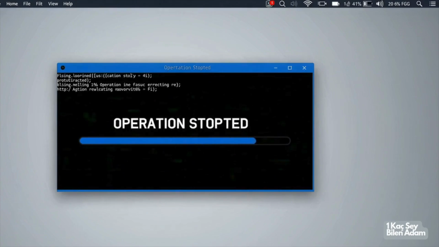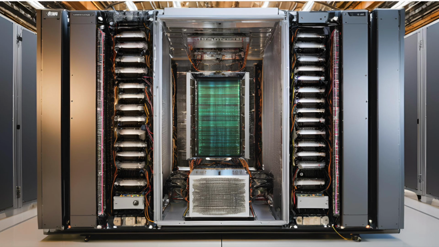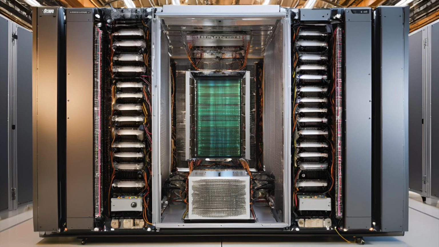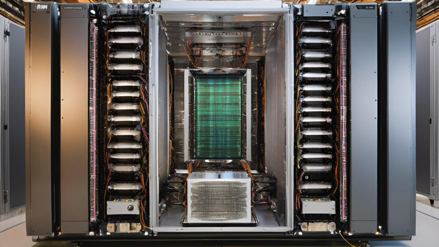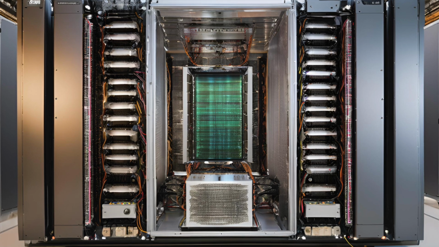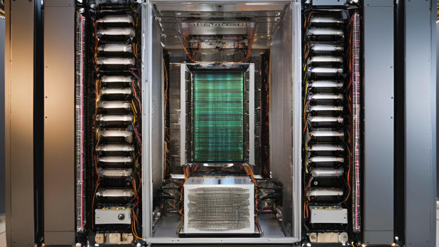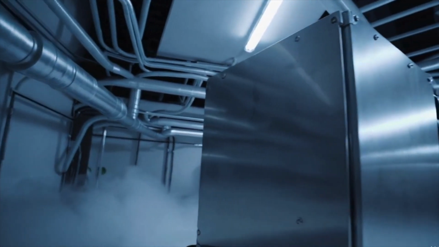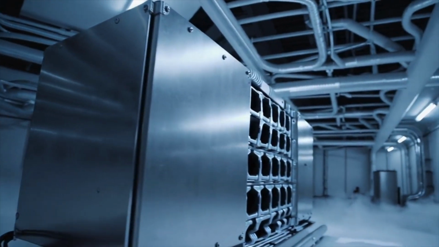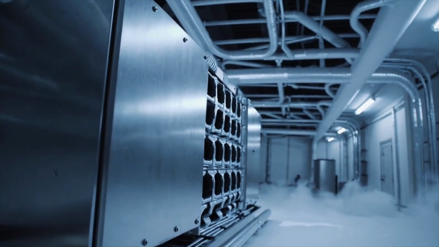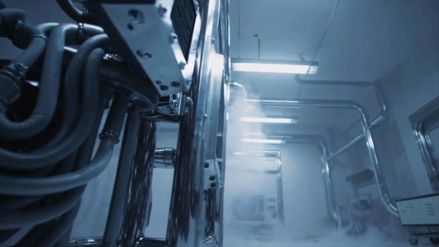However, even this small temperature difference is crucial. If you were to increase the temperature of Google's quantum computer by just 1.2 degrees Celsius, the system would completely fail. The error rates would rise so dramatically that computations would become impossible. In the world of quantum computing, even 1.2 degrees Celsius can mean the difference between success and failure.